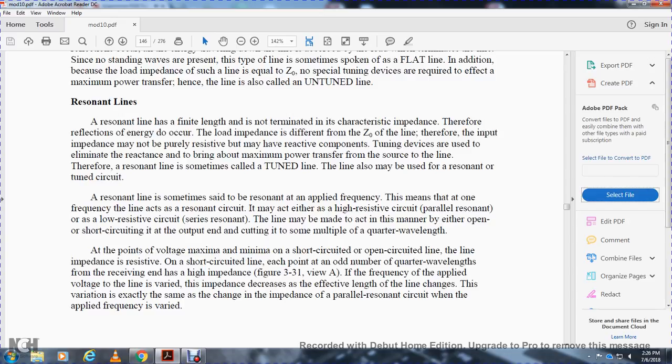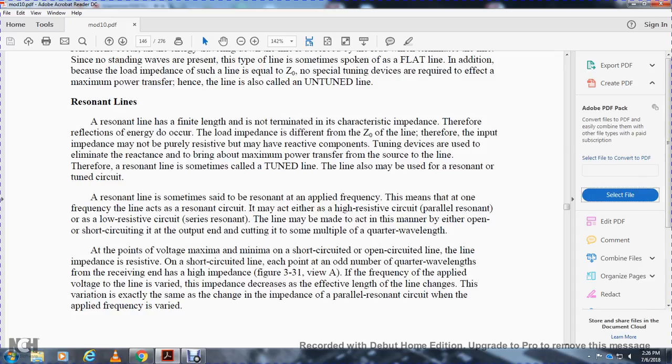The line also may be used as a resonant or tuned circuit. Resonant lines are sometimes said to be resonant with the applied frequency. This means that at one frequency the line acts as a resonant circuit, and it may have either high resistance, as in parallel resonant circuits, or low resistance, as in series resonant circuits. The line may be made to act in this manner with either an open or short circuit at the output end, by cutting it to some multiple of a quarter wavelength.